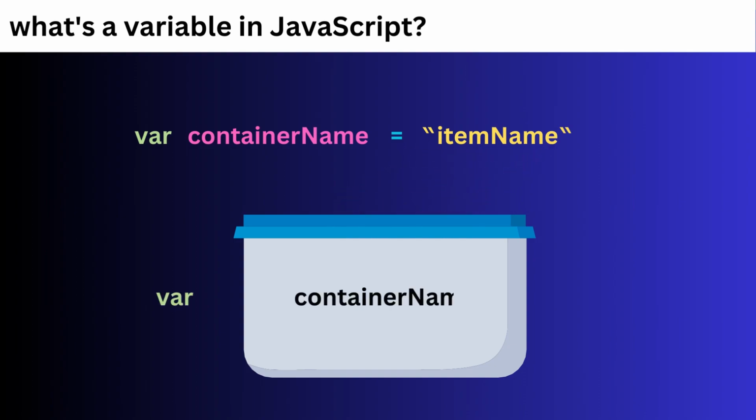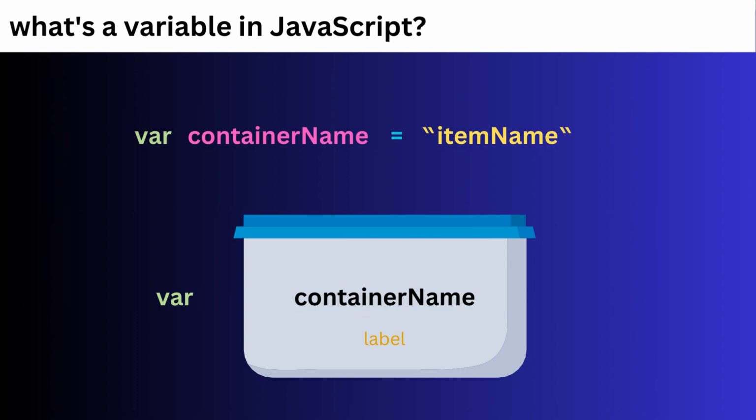You can put items in them, take things out, or even replace the contents with something else. Each container has a label, which is like the variable name, helping you find and use what's inside. So when you declare a variable, you are essentially creating a virtual container that can store information and change its contents as needed, making it a versatile tool for coding.